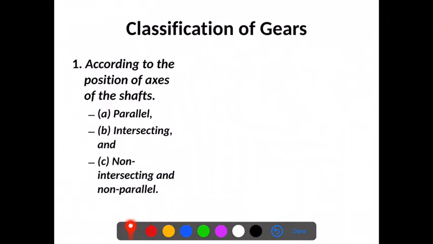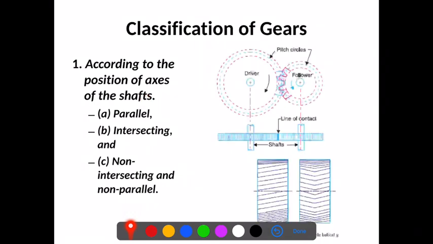Now we will see the classification of gears. These gears can be classified as follows. According to the position of the axis of the shaft, these are classified as parallel gear drives, intersecting, and non-intersecting and non-parallel. So we will see the parallel gear drives.